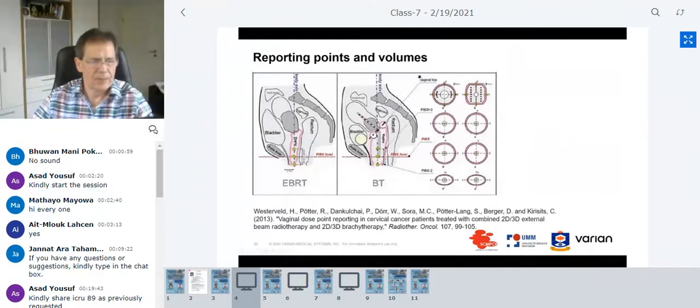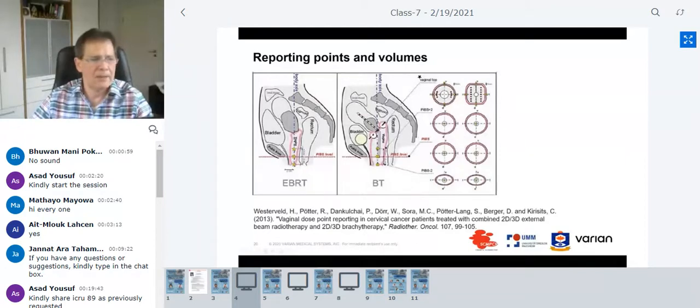And these BIP points, important for external beam and also for brachy, are at the level of the BIP. You remember the posterior-inferior border of the symphysis. This is the first point, which is in the middle of the vagina, and we add another point, plus 2 centimeters and minus 2 centimeters.